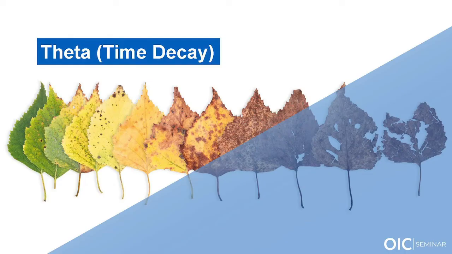The first Greek for this presentation is theta, otherwise known as time decay. I'm also going to use the word time value as I walk through this, but I want to draw a distinction there. Time value and time decay are two different things. Time decay represents the natural erosion of an option's price from one day to the next. Time value is different. It's how much value there is in between today and expiration date that accounts for the potential that the stock price moved.